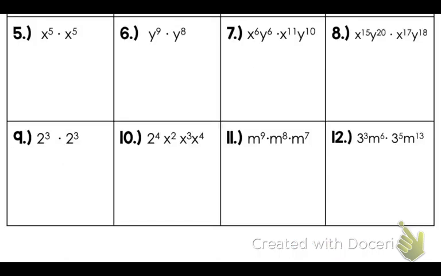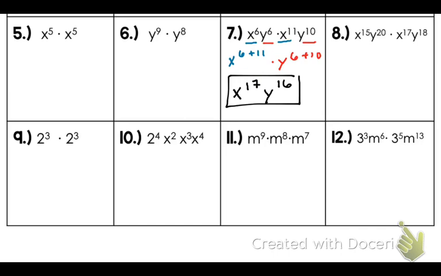Okay, so for the next ones here, I'm actually going to do number 7. So again, same base, you add the exponents. So x and x are the same base, so I'm actually going to be adding 6 plus 11. And then for the other one, we have y and y, they are the same base. So you're going to be adding 6 plus 10. So your final answer here, once you've actually added those exponents, you're going to get x to the 17th power times y to the 16th power. And again, that is your answer because you are only simplifying, you are not solving.